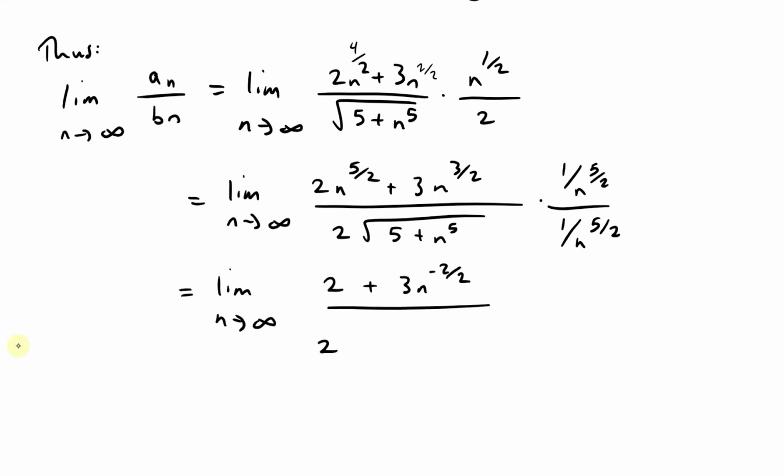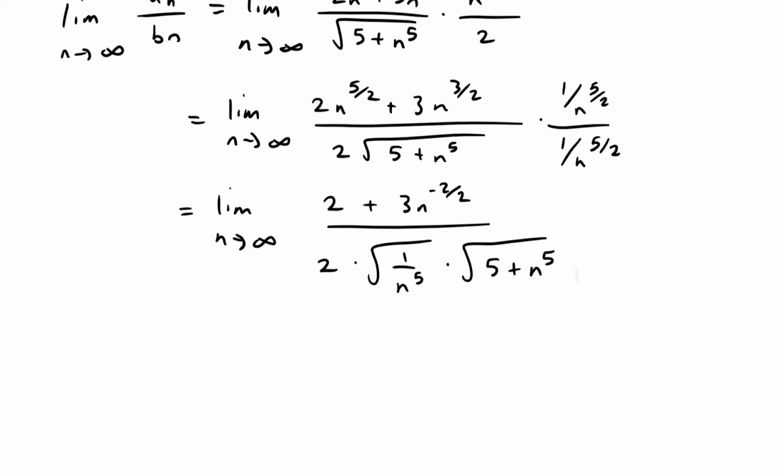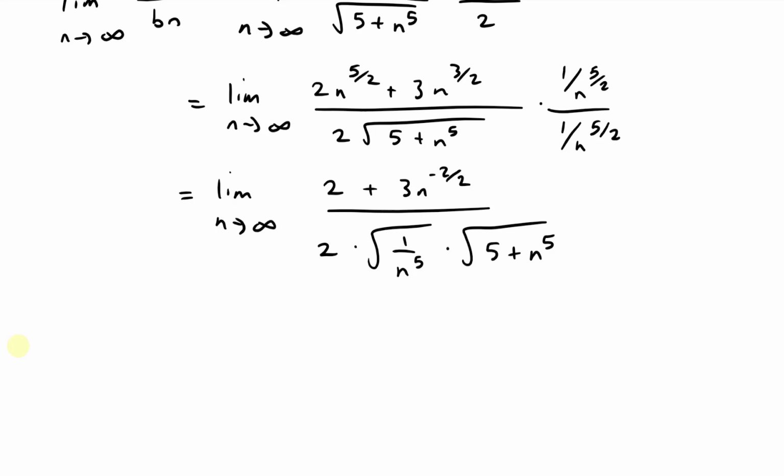And then right here, this is going to be 2 times the square root. Yes, it's the same thing as writing 1 divided by n to the power of 5 over 2. That's the same thing as just square rooting the whole thing there, so n to the power of 5, like that, times by 5 plus n to the power of 5. Now we can combine this inside the powers, to the power of 1 over 2.